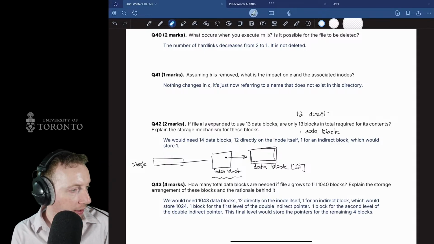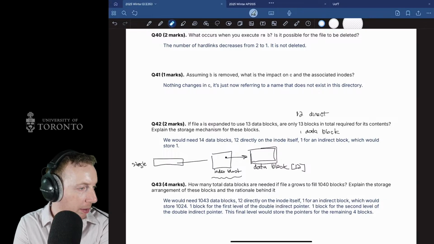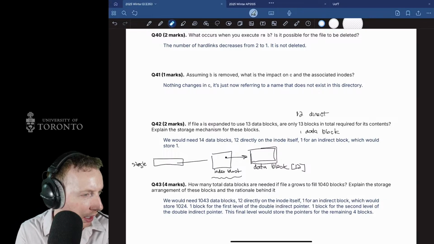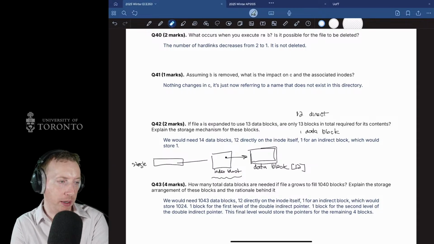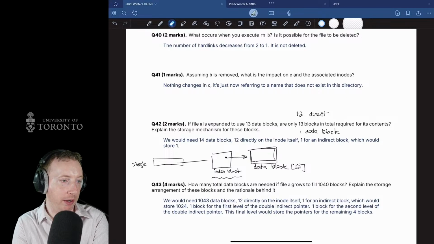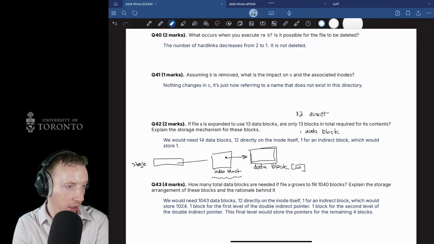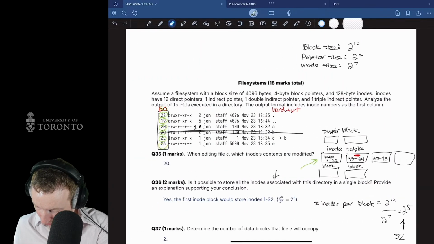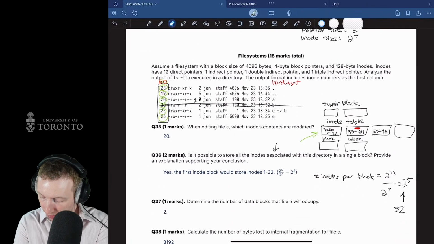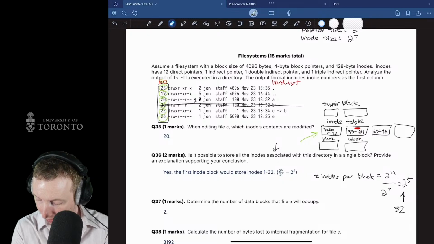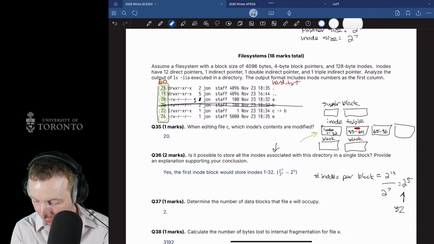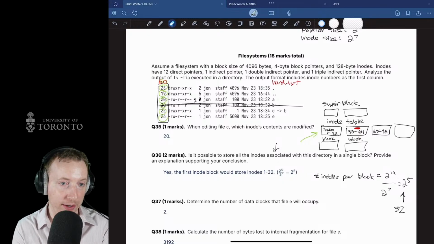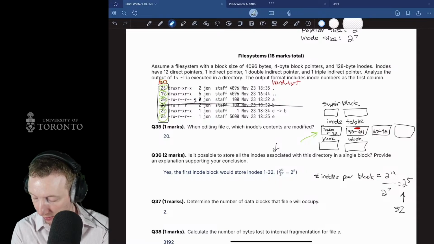Next thing says, I'm not sure what it says. Possible to store, does it include the possibility of shifting inode order? Not sure. Possible to store just means would it all fit on the same block? See the wording, it's possible to store. So it's just whether all the inodes associated with the directory can fit on a single block in the inode table.